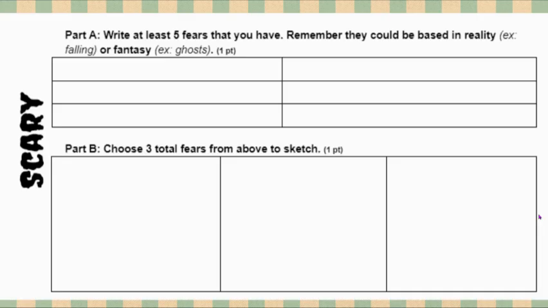On your Brainstorm worksheet in part A, you're writing at least 5 fears that you have. They could be based in reality, things that could actually hurt you, like falling down, or fantasy, like ghosts. So they don't have to be real things. Sometimes fears are irrational. There are fears of paper and spiders, even though they're teeny tiny. So you will be writing at least 5 that you have. Then choosing 3 to sketch. So pick ones that are easy to draw a physical representation of.